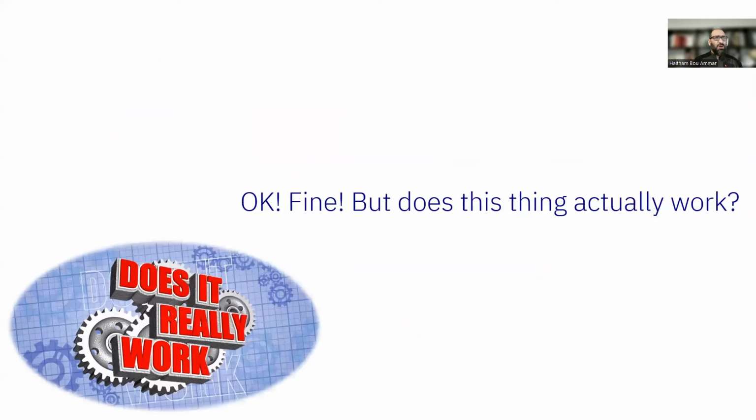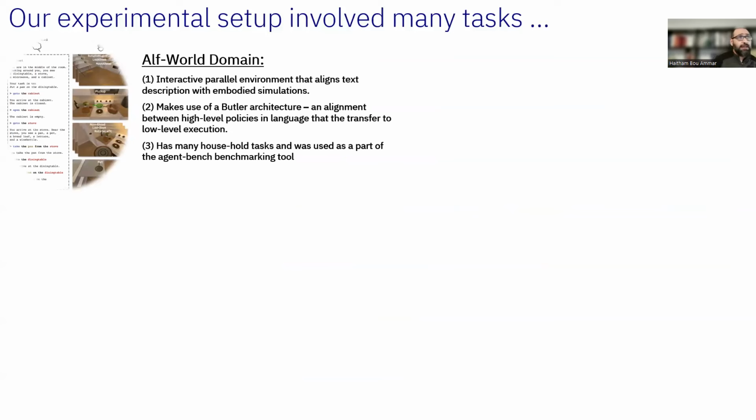Right. So, okay, this is all good. I showed you some interesting philosophy, maybe an interesting way of thinking, and an implementation. But does this actually work? In order to test our agent, we included many environments. One of those environments was called AlfWorld, which I'm sure you may all be familiar with. This is an interactive environment that aligns text descriptions with embodied simulations. You can say a natural language command, and then that command will get executed into a low-level execution. It has many household tasks, like, for example, pick up a glass, pick up a pan, and so on.